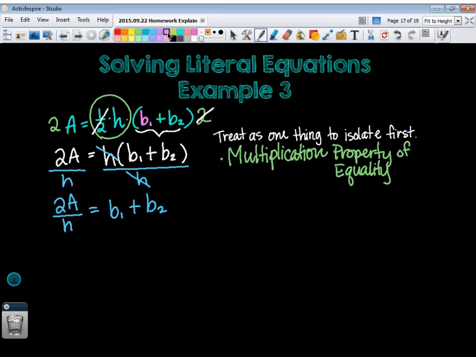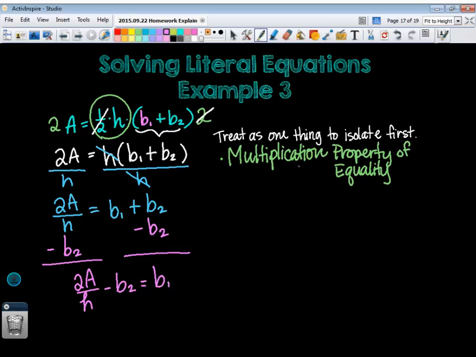And last but certainly not least, remember we're trying to isolate b1, so we're going to subtract b2 from both sides of the equation. And we are left with the quotient of 2a and h minus b2 equals b1.